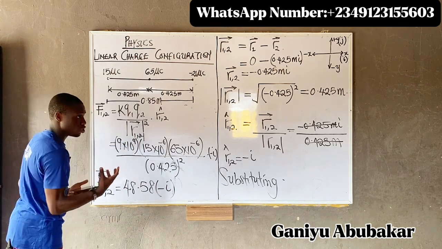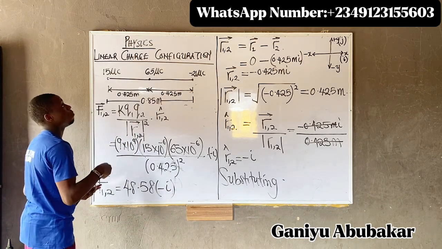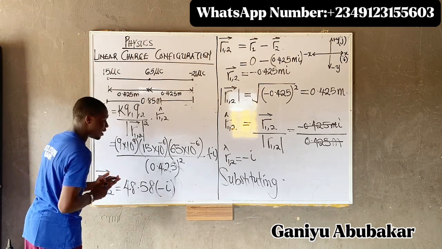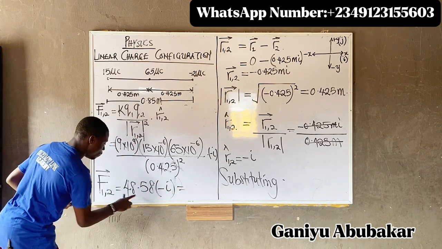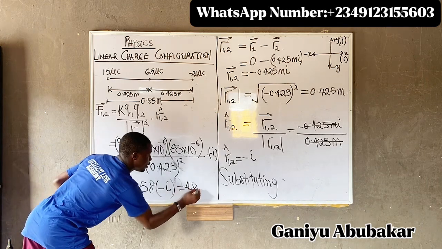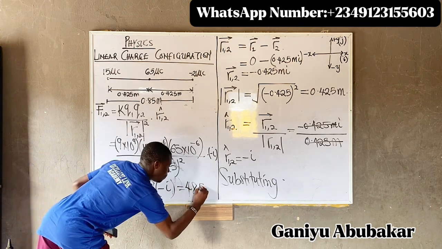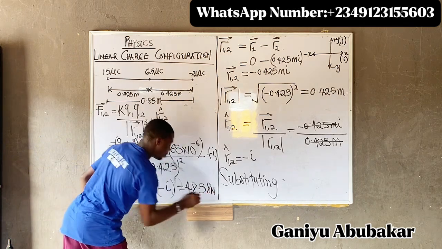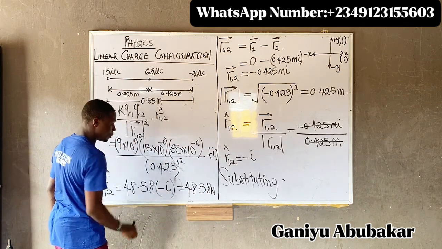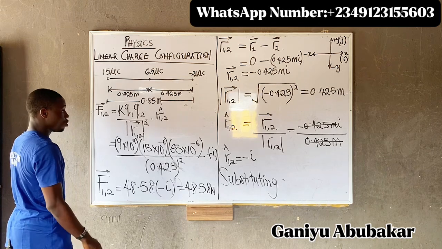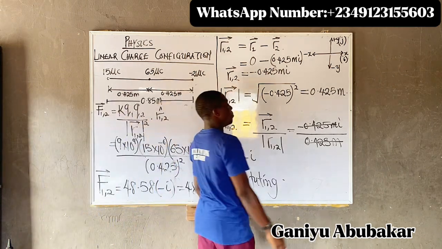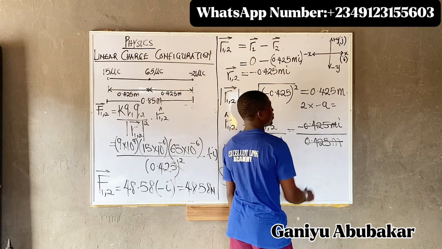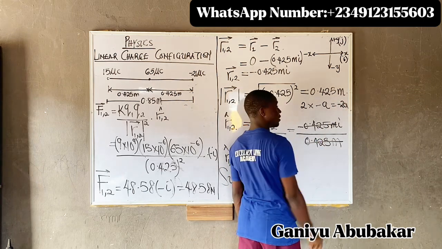Force is measured in Newton. It's for force measured in Newton, it means that my answer now will be equal to 48.58. Force is in Newton. That becomes a Newton. Of course, I have minus i. Sorry. If I have 2 times minus a, this should give me what? Minus 2a as my answer.